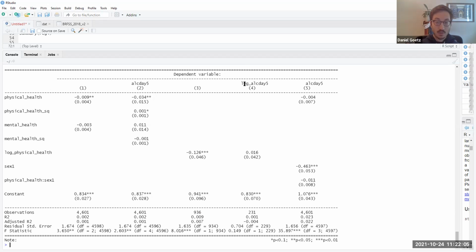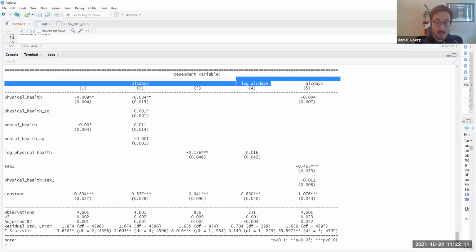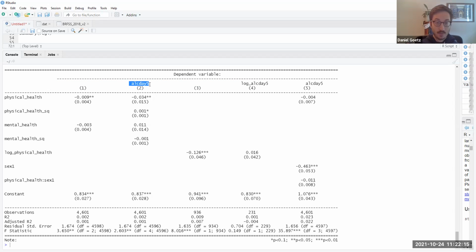And our fourth regression, we changed our dependent variable to log ALK day 5. So you'll see that reflected up here, right? Up until now, we'd had just ALK day 5 for the first 3 regressions. Number 4 is log ALK day 5. And we see it's positive and insignificant. And we have very few observations.